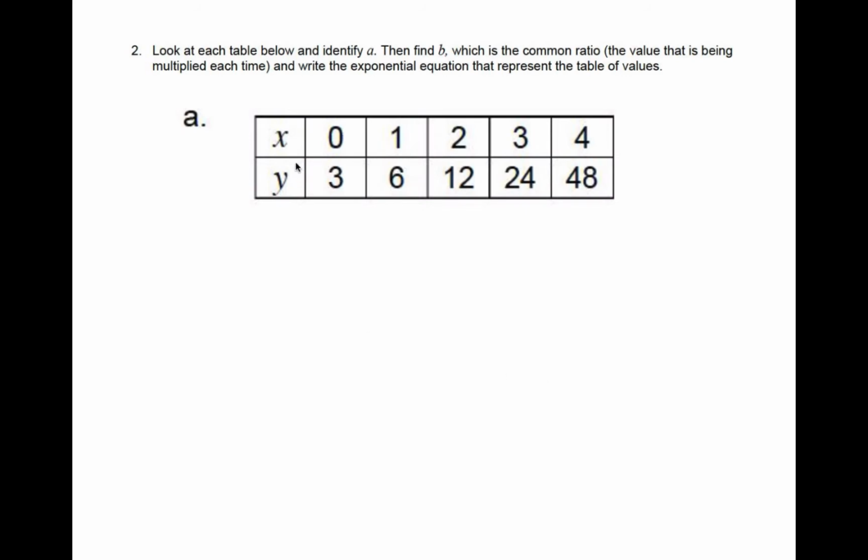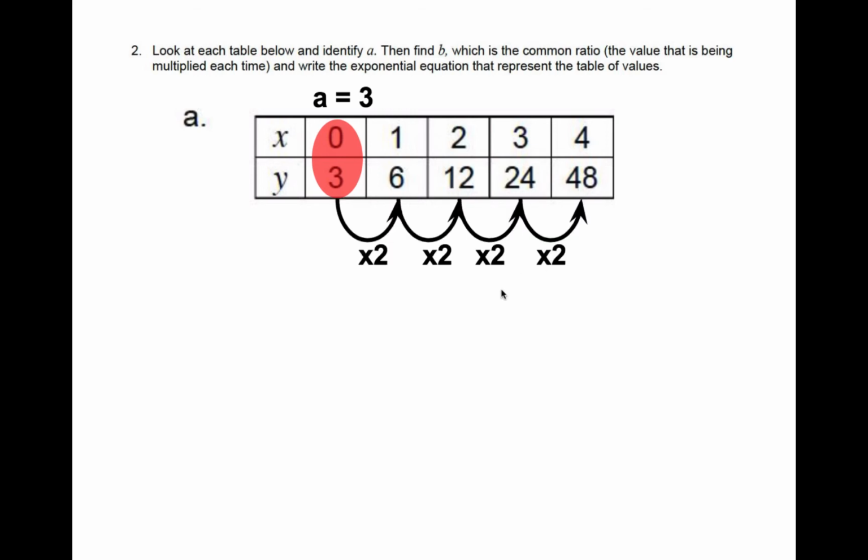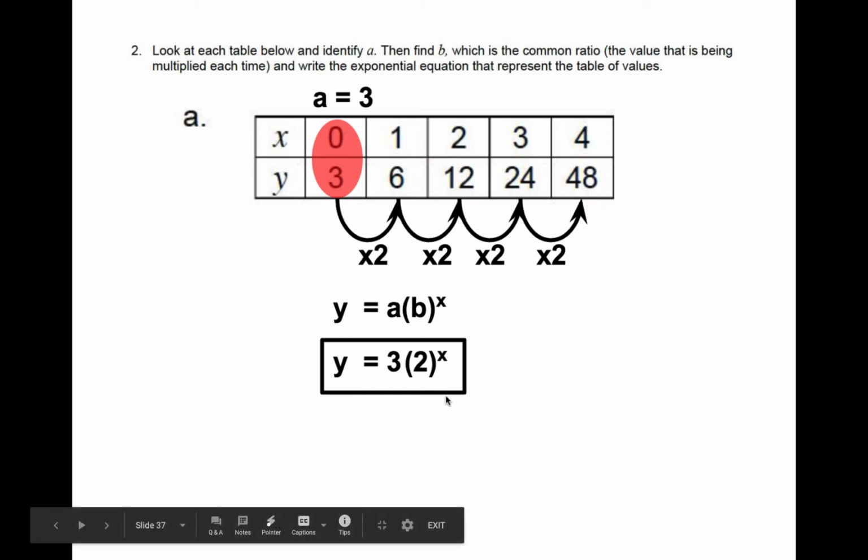All right, number 2 says to look at each table below and identify a, and then find b, which is the common ratio, and then write the exponential equation that represents the table of values. So this time I also have to find a. Notice the a value is your y-intercept where x equals 0. So my a value is 3. For my b value, I have to figure out what I'm multiplying by each time, which would be 2 each time. So putting the a and the b in, it'd be y equals 3 times 2 to the x power.